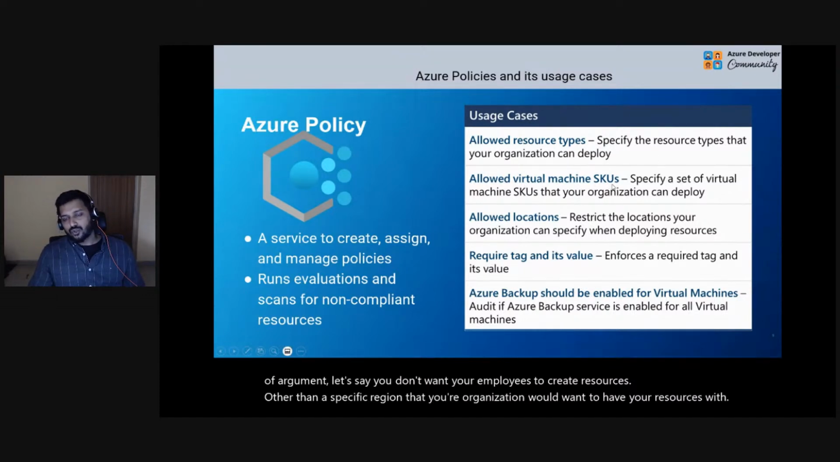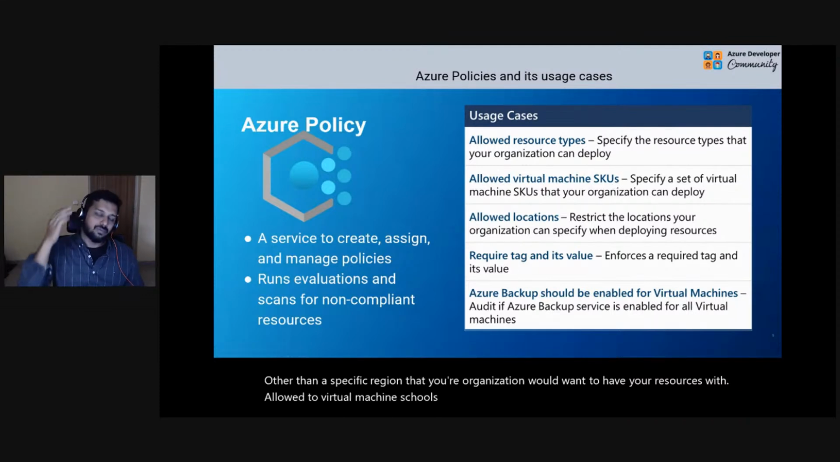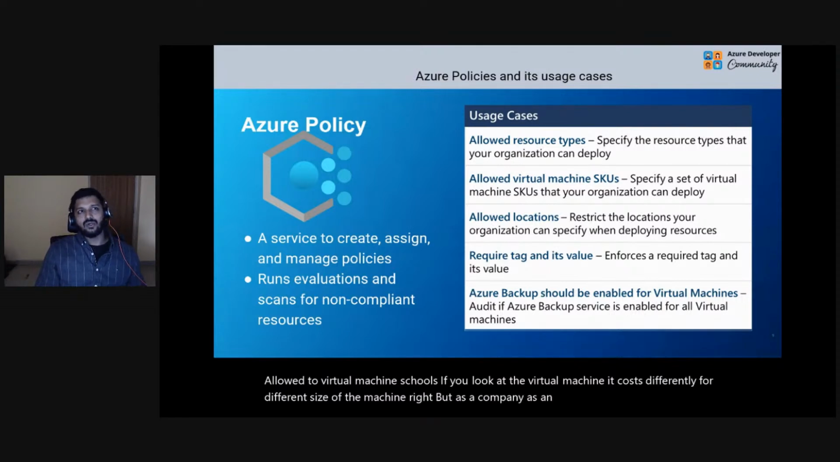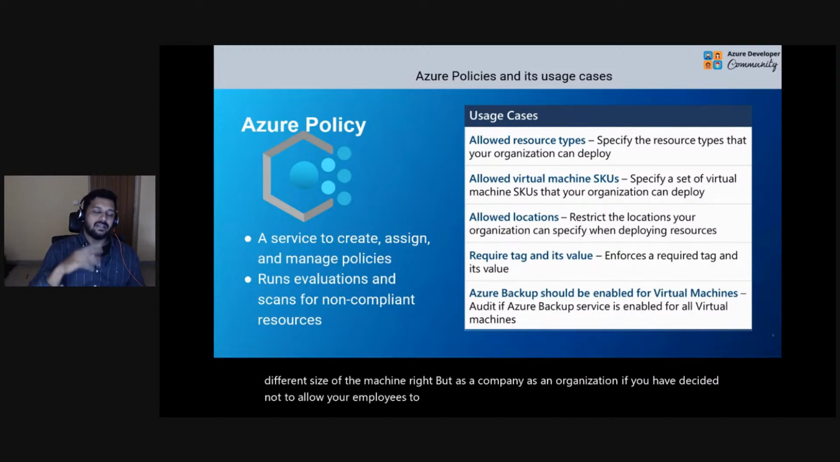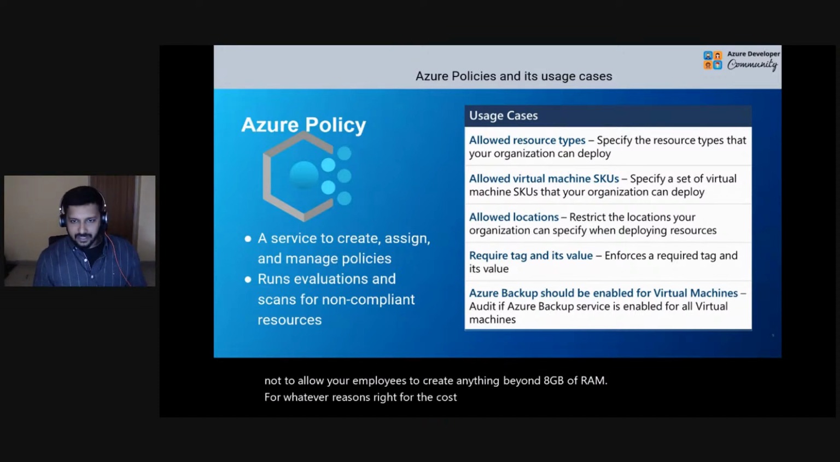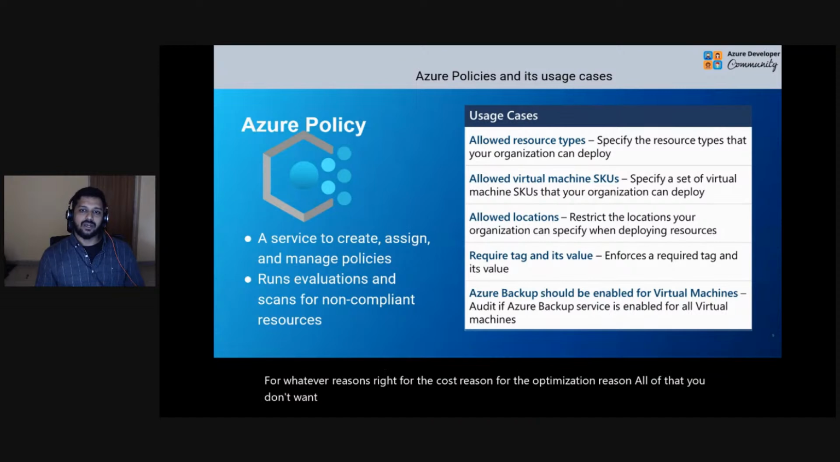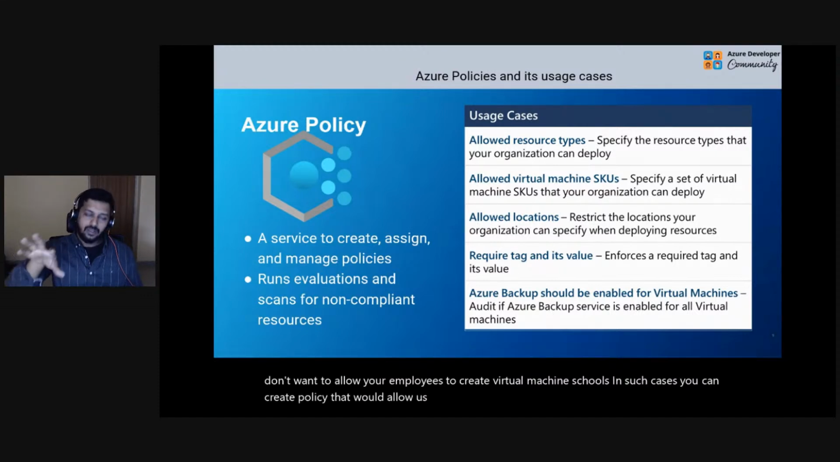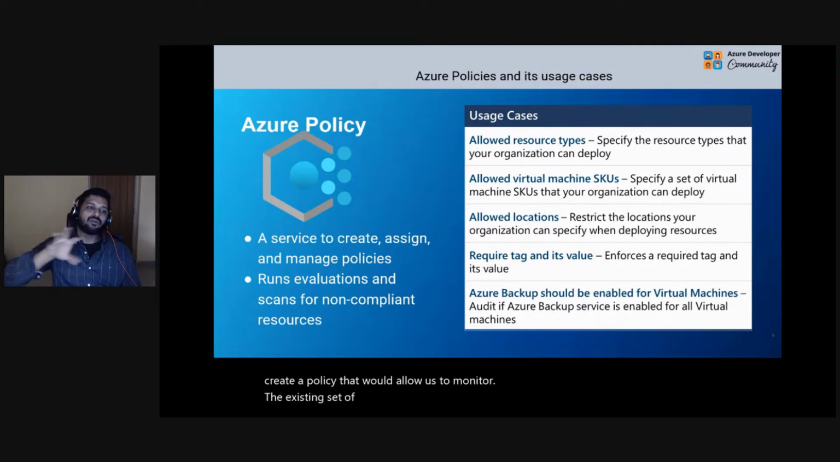Allowed virtual machine SKUs. A virtual machine costs differently for different sizes of the machine, right? But as an organization, you may have decided not to allow your employees to create anything beyond 8 GB of RAM, for whatever reasons, for cost or optimization reasons. You don't want to allow your employees to create those virtual machine SKUs. In such cases, you can create a policy that will allow us to monitor the existing set of resources and report the virtual machines outside the size of the SKUs that we allow as an organization.